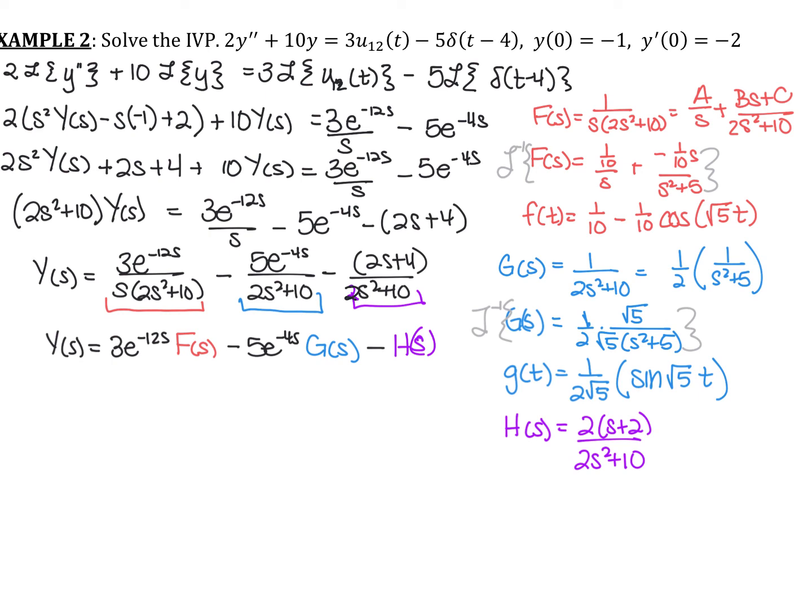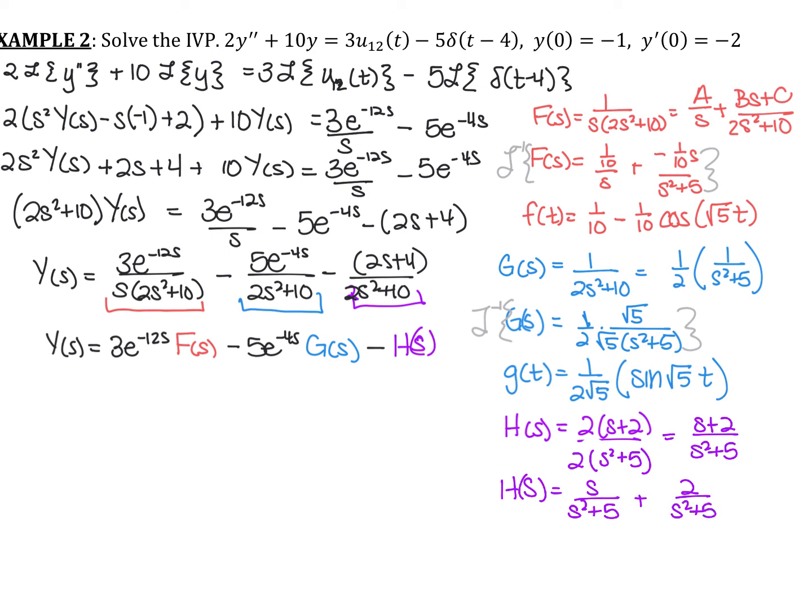And right here, I'm going to go back to this, and I'm actually going to factor out a 2 to leave me with s squared plus 5. And so really what I have is s plus 2 over s squared plus 5. And I could separate this into s over s squared plus 5 and 2 over s squared plus 5.